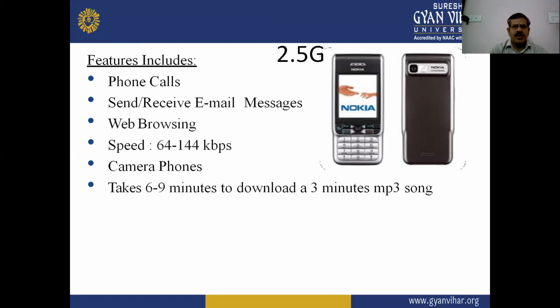Features of the 2.5G technology: phone calls, send and receive email messages, web browsing, speed of 64 to 144 kilobit per second, and camera phones. It takes 6 to 9 minutes to download a 3 minute MP3 song. So these are the features of the 2.5G technology.